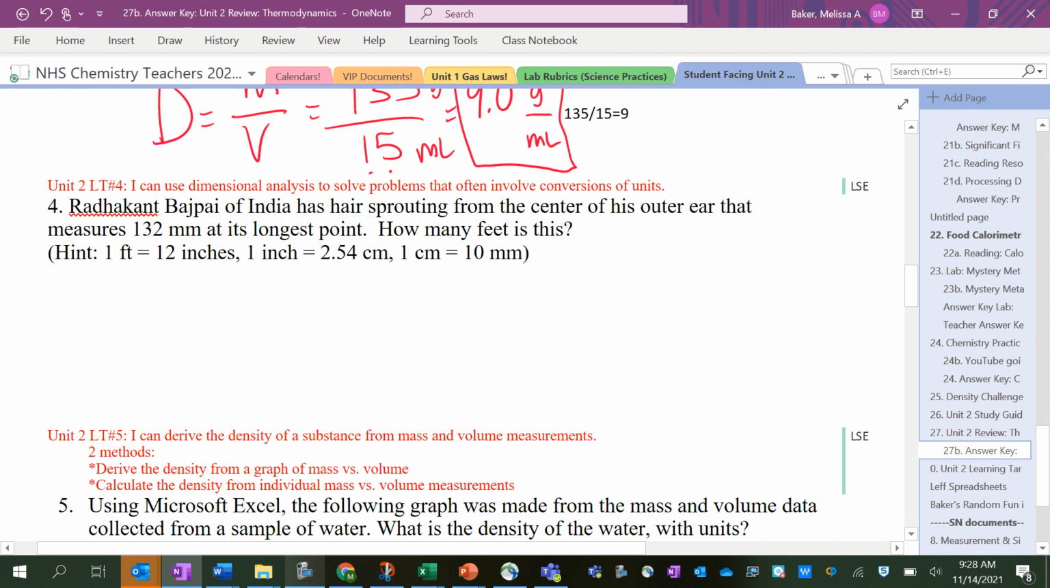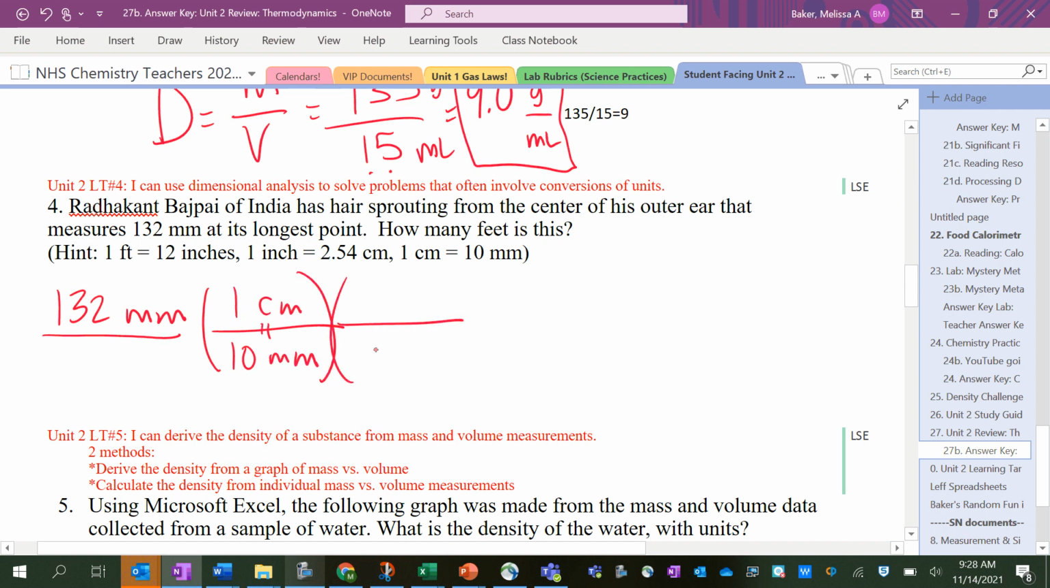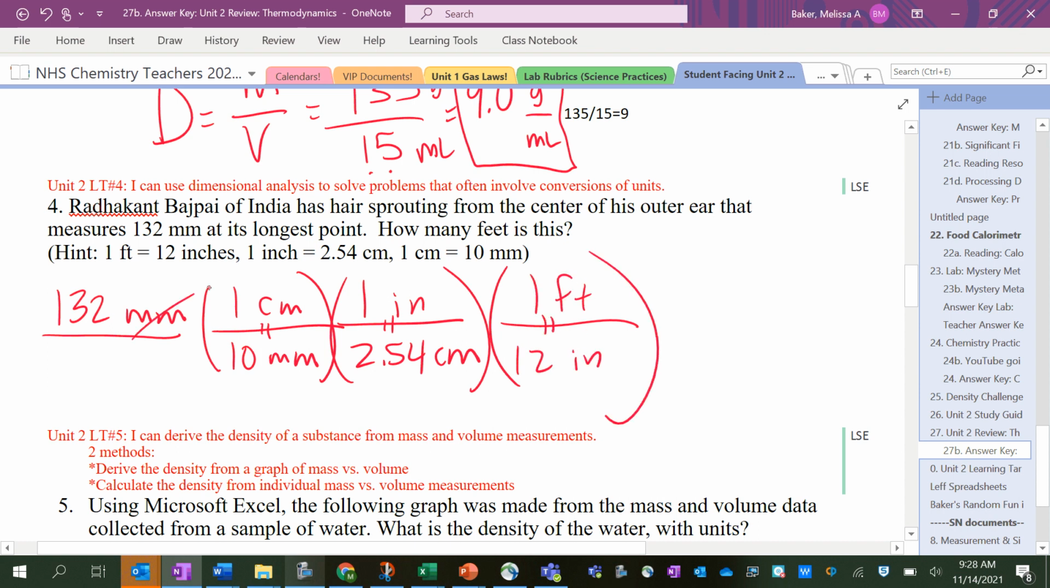Okay, showing our work with dimensional analysis, let's convert 132 millimeters into feet. So we've got 10 millimeters equal to 1 centimeter. And we know 2.54 centimeters is equal to 1 inch. And we know 12 inches is equal to 1 foot. So millimeters cancels, centimeters cancels, inches cancels. We want to multiply everything on the top, so 132 times 1 times 1 times 1. And then everything on the bottom, 10 times 2.54 times 12. So then we've got 132 divided by 304.8.